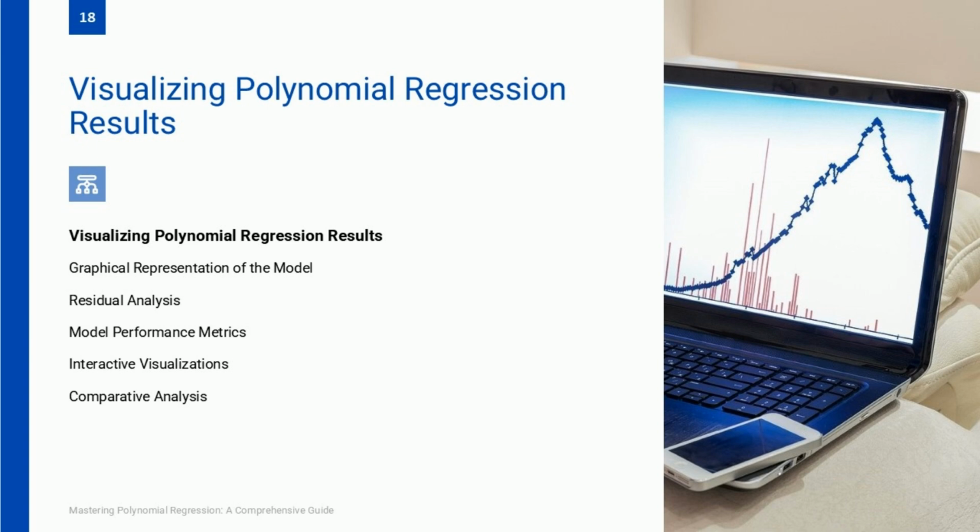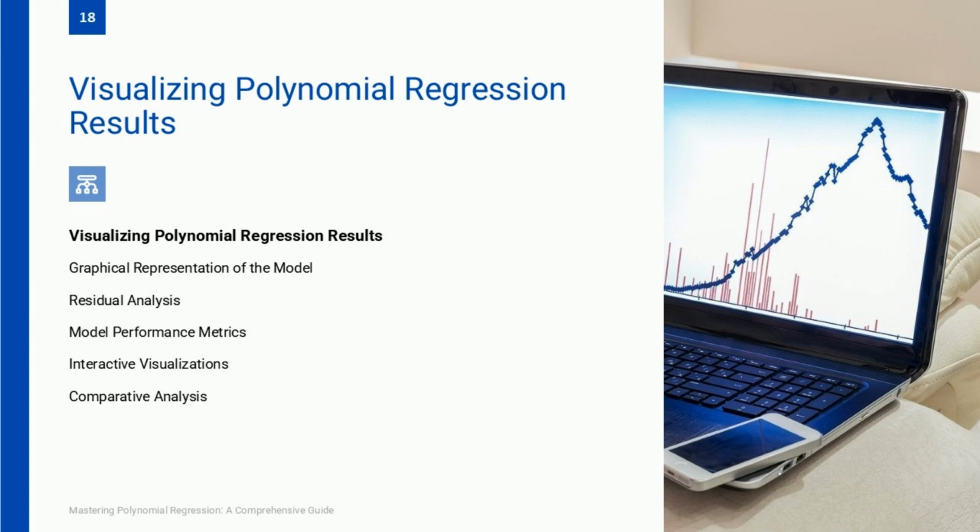If the residuals show a clear pattern, such as a wave-like structure, it suggests that the polynomial degree may not be appropriate. A model that underfits the data will display residuals with a clear pattern, while a model that overfits may have residuals that are small on training data but large on test data.